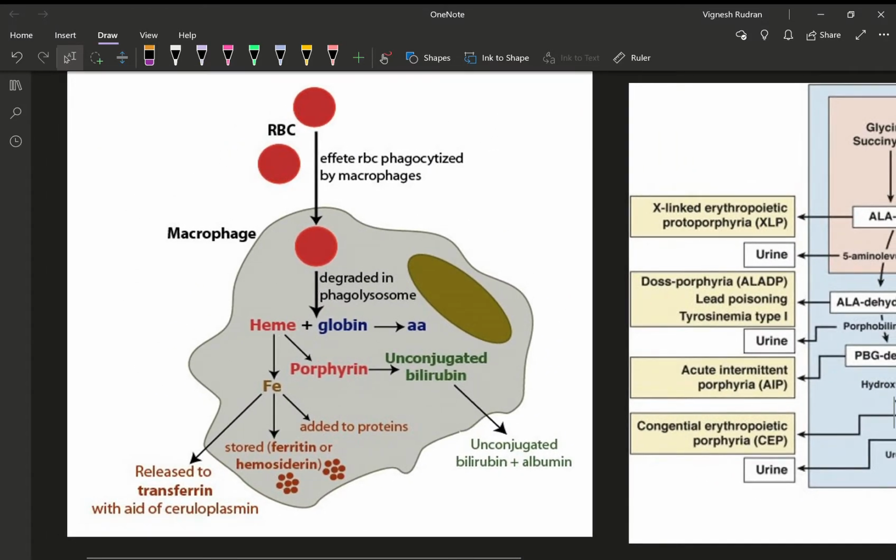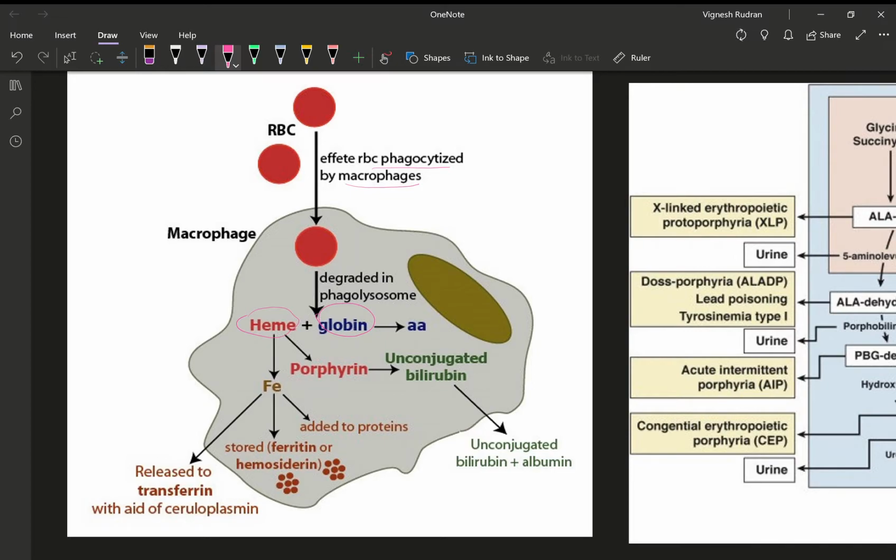Here is an RBC. The most important component of RBC is hemoglobin, which helps it to carry oxygen. So RBC is synthesized in the bone marrow and it's phagocytized by macrophages present in the spleen or liver. So what it breaks down these RBCs into is heme and globin. So heme is the iron part and globin is the protein part.